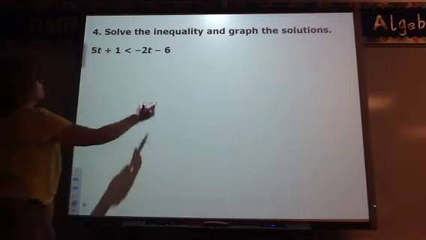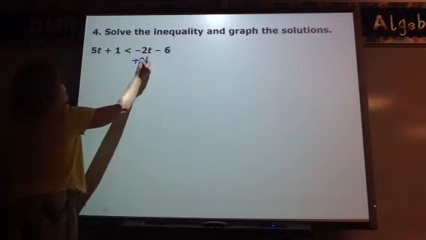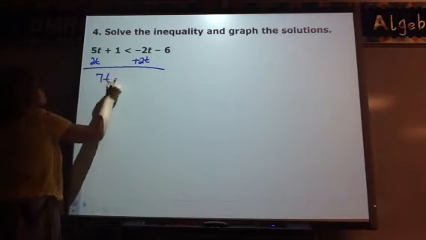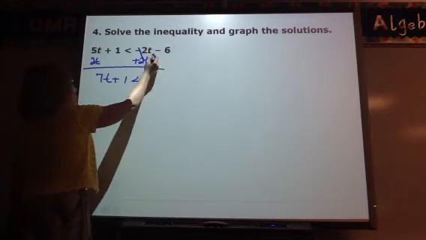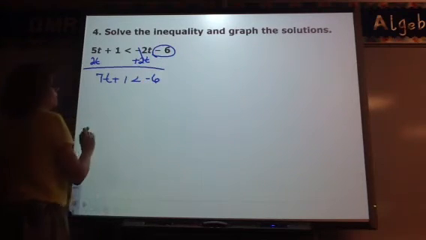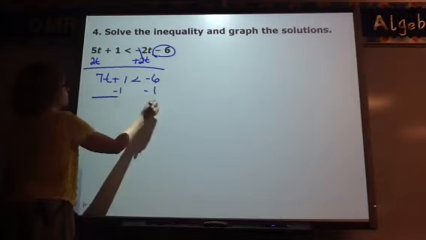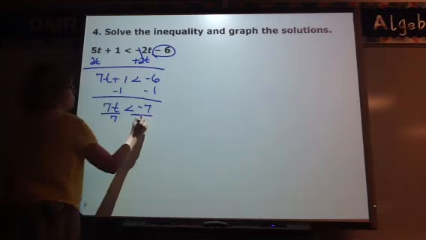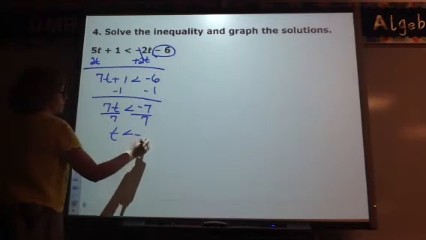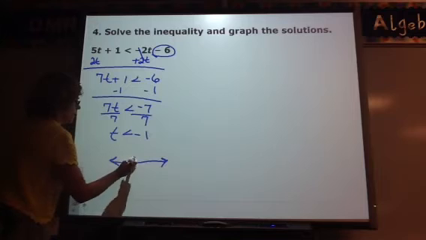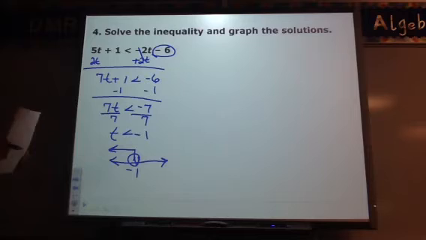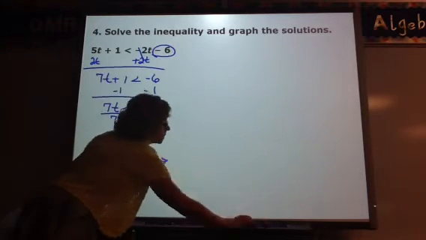Okay, we need to collect our terms. So I'm going to add 2t. Make sure you're lining up your like terms. This cancels out. This is a negative 6. Subtract 1. Divide by 7. So my solution set says t is less than negative 1. We're not including negative 1, so it's an open circle, and it's all real numbers to the left of negative 1.